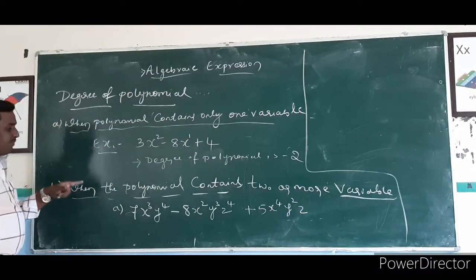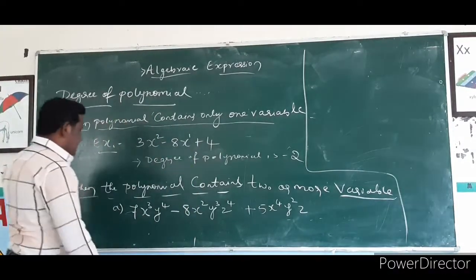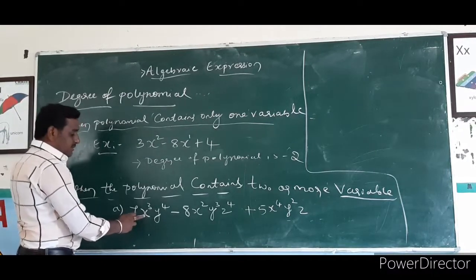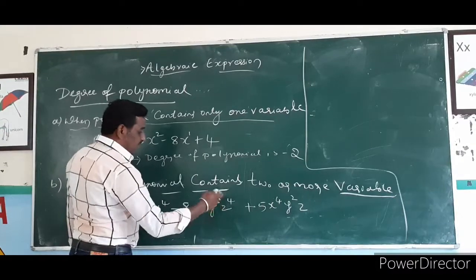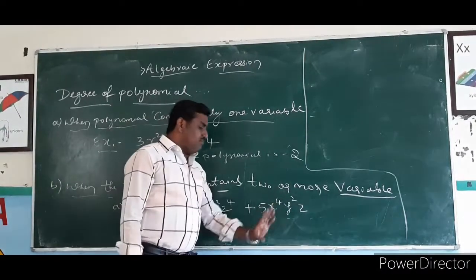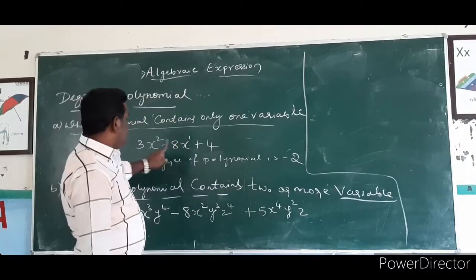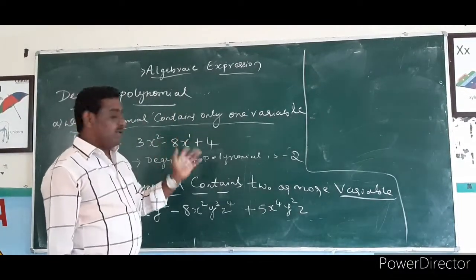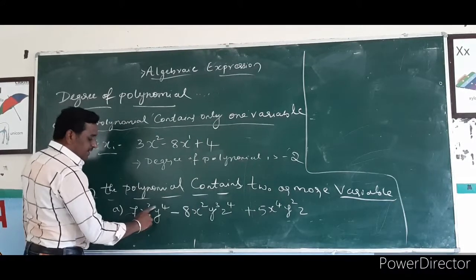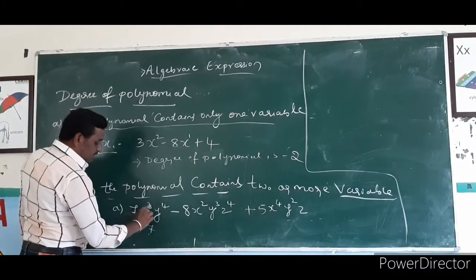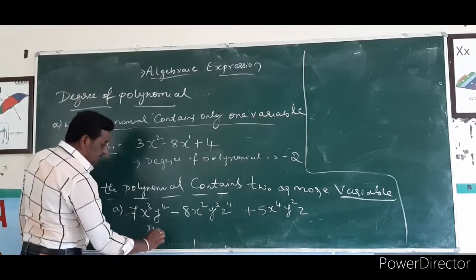Suppose the polynomial contains two or more variables. Two or more variables means here you check x variable, y variable, and here x, y, z another variable. So here more than one variable. In the previous case only one variable was there, that's why we took the highest power. In this case we should add the powers in each term. 3 plus 4, 7. If you add the powers, 3 plus 4, 7.